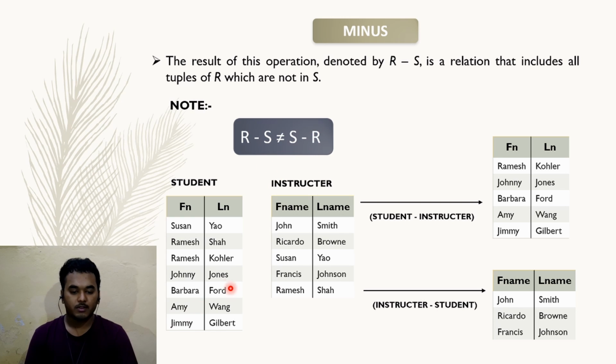As we perform a minus operation, student minus instructor, we get a relation which contains all the tuples that are present in student but not in instructor. But if we perform a minus operation, say instructor minus student, we get another relation which contains all the tuples that are present in instructor but not in student. Also, you can see here that the attribute names are those of the instructor relation.